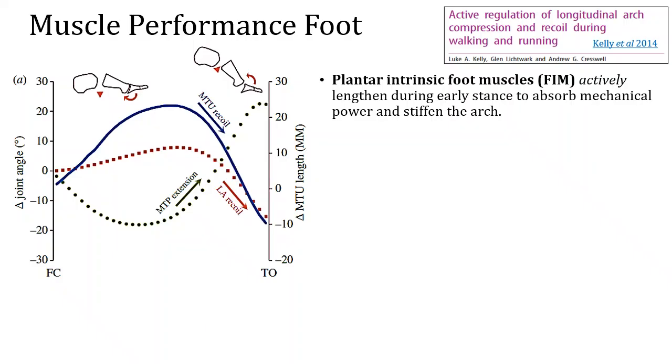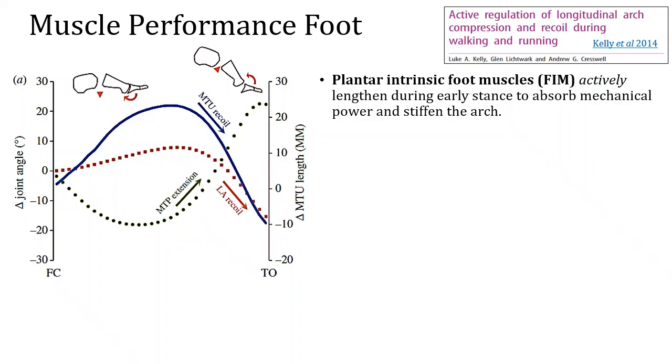So on the first y-axis, that is the one to the left, we have the change in joint angle. And then on the second y-axis, we have the change in the muscle tendinous unit length as the foot progresses through the initial contact and through the toe-off phase. And then we see 3 lines. So the MTP extension is shown in the dark dotted line. And then the red dotted line is the longitudinal axis. And then the black solid line is the muscle tendinous unit and how it recoils.